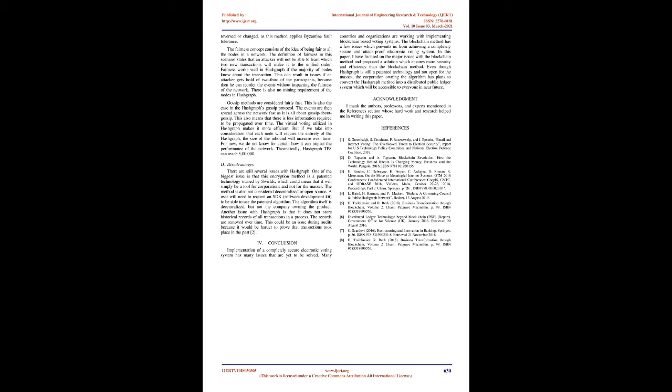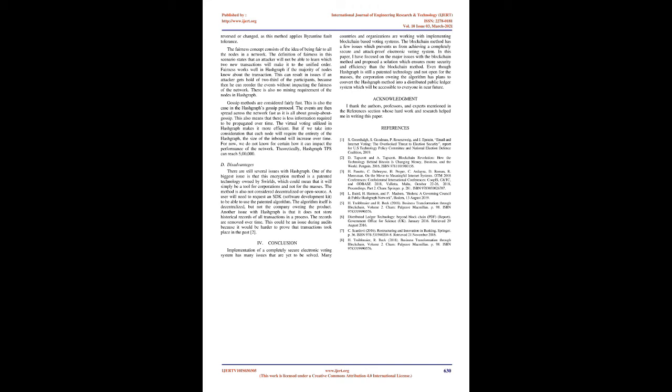The fairness concept consists of the idea of being fair to all the nodes in a network. The definition of fairness in this scenario states that an attacker will not be able to learn which two new transactions will make it to the unified order. Fairness works well in Hashgraph if the majority of nodes know about the transaction. This can result in issues if an attacker gets hold of 2/3 of the participants, because then he can reorder the events without impacting the fairness of the network.